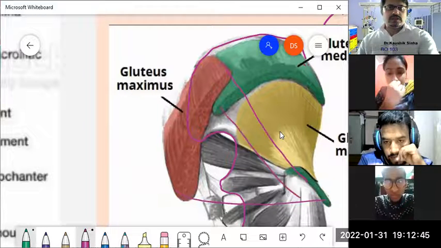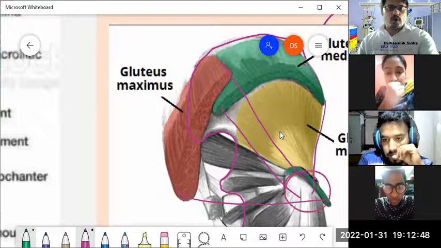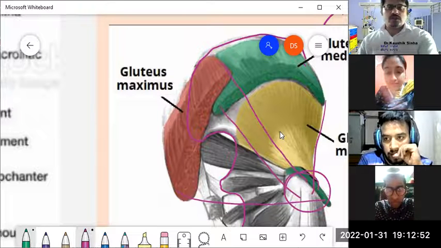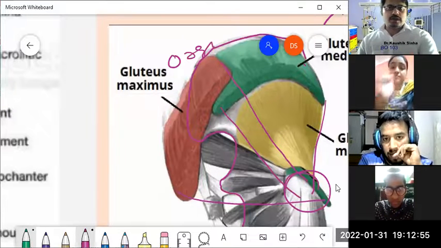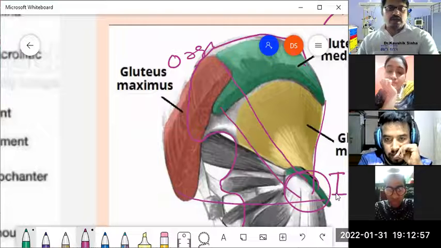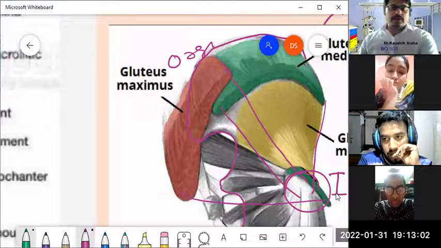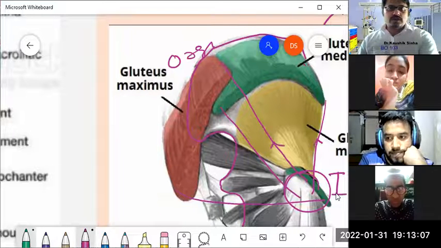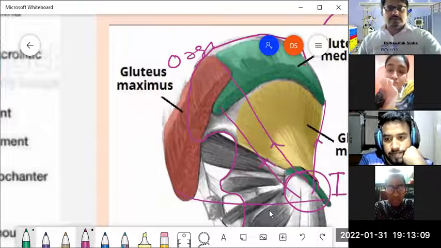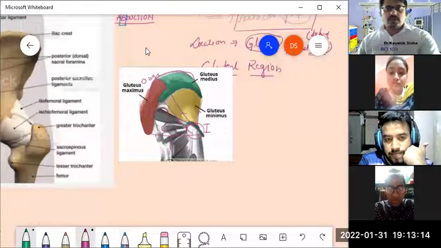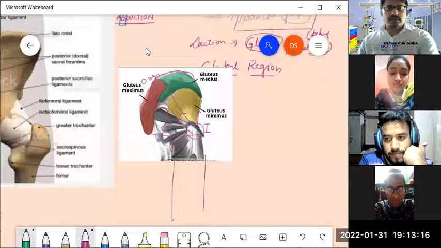All the 3 muscles are finally inserted into this common part, but as this muscle will contract, this is the origin of the muscle, and this point, I am writing here as I, is reflecting the insertion of the muscle. So as this muscle will contract, there will be a pull in this direction, right? So if the muscle gets pulled in this direction, the natural consequence is that whatever structure is present below this area will move this way, right?